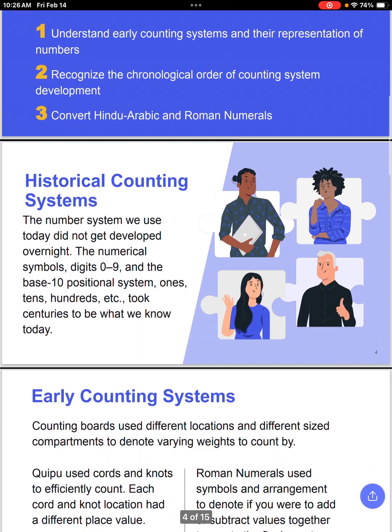So, historical counting systems. The number system we use today did not develop overnight. The numerical system, digits 0 to 9, and the base 10 positional system, ones, tens, hundreds, etc., took centuries to be what we know today.